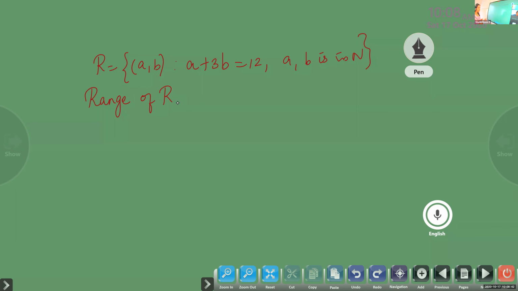Range means, whenever we write the elements as an ordered pair (A, B), the first one we call the pre-image, and what is the name we give for the second element? If you take the ordered pair (A, B), A is the pre-image and B is the image. Then what about the range? Range means the collection of all second elements, isn't it? And we know that range is always a subset of codomain.